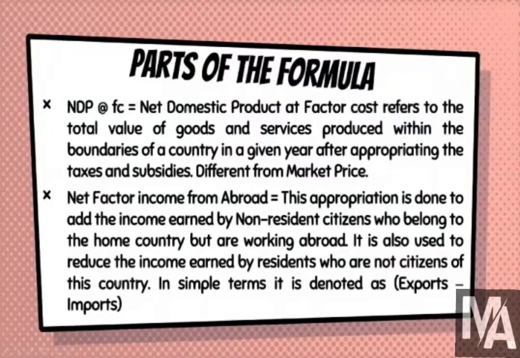And so that income will be added to our nation in this particular appropriation, that is net factor income from abroad. Remember, at the same time, in our country, we also have people who are foreign nationals. Though their income is added to the GDP, it should not be added to NDP, which means that income has to be reduced. So it is also used to reduce the income earned by residents who are not citizens of this country. In simple terms, it is denoted as exports minus imports. All the income earned by non-resident Indian citizens will come under exports, and all the income earned by resident foreign nationals will be considered as imports.